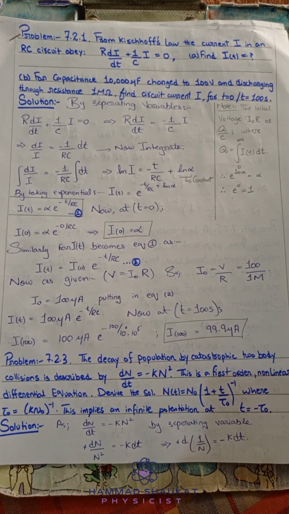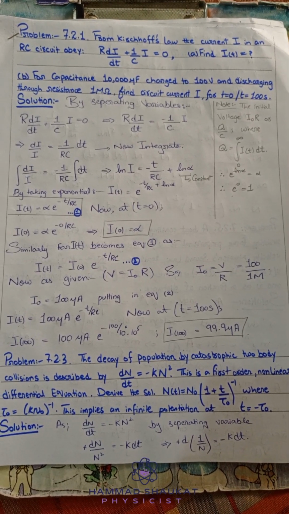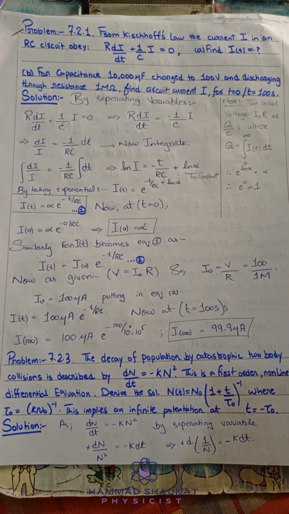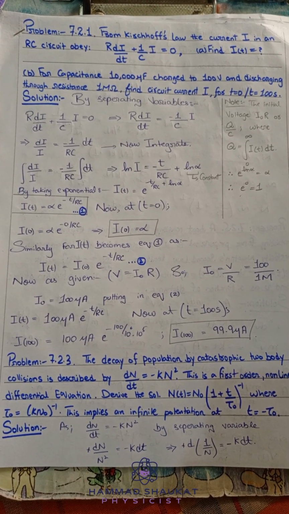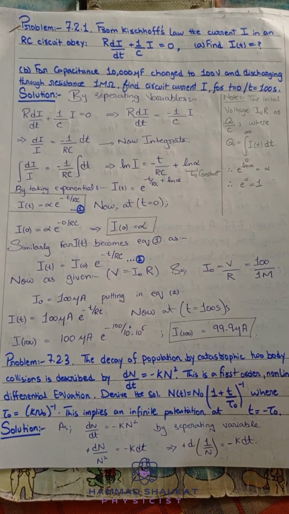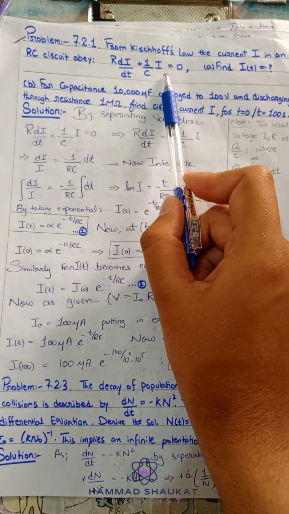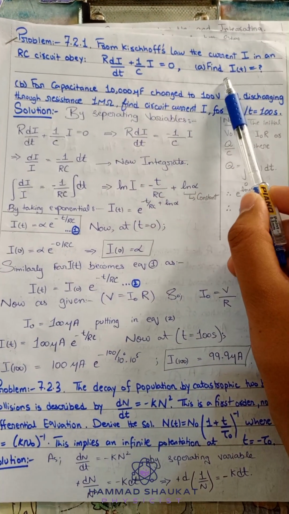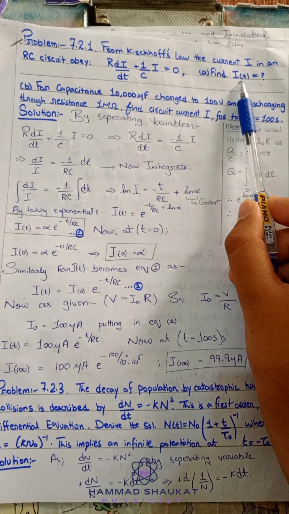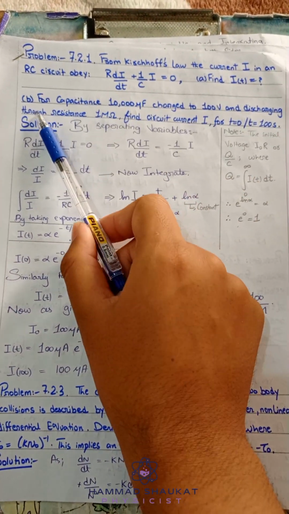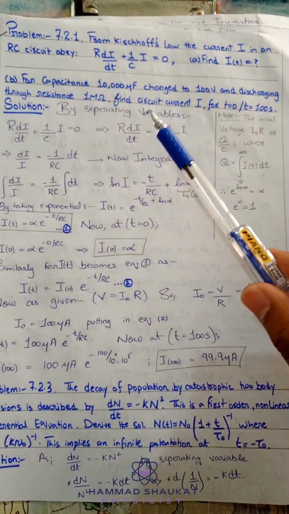What's the statement? From Kirchhoff's law, the current in an RC circuit obeys R di/dt + (1/C) i = 0. So this is our first order differential equation, because the highest power is 1. You have to find the current. The second thing is for capacitance.